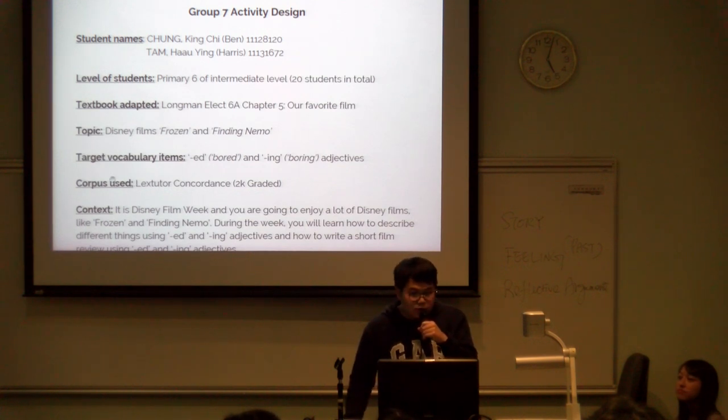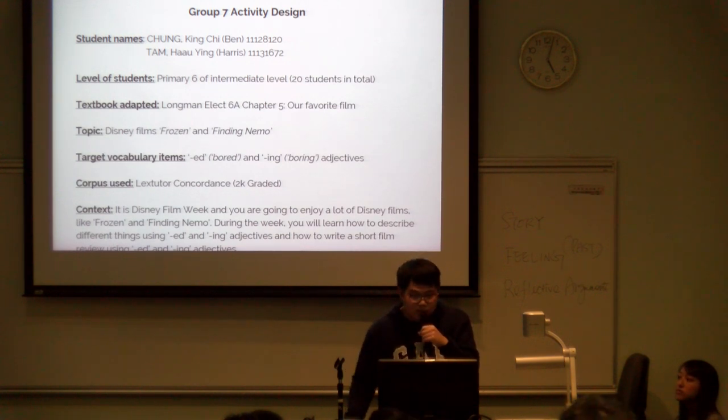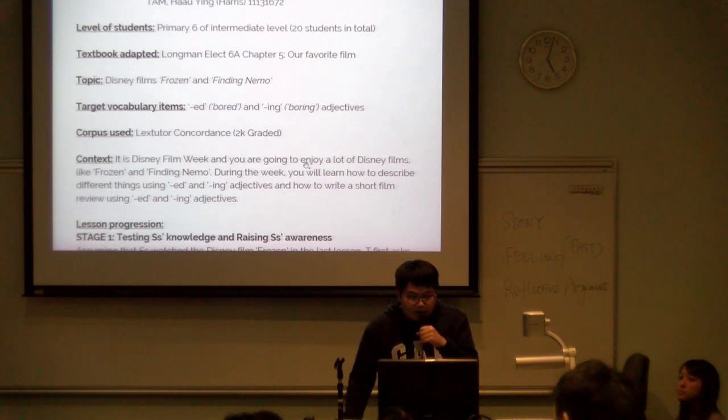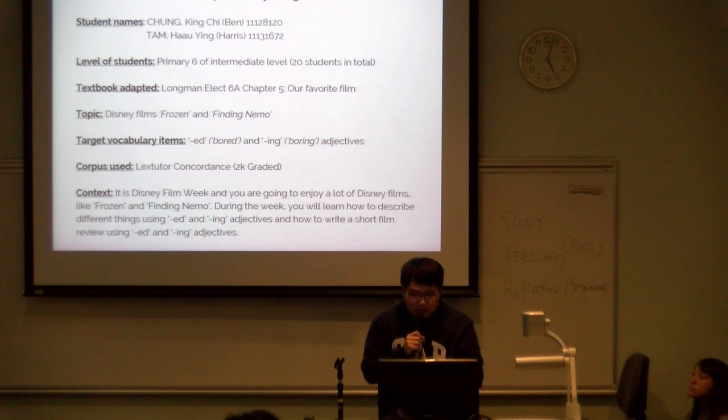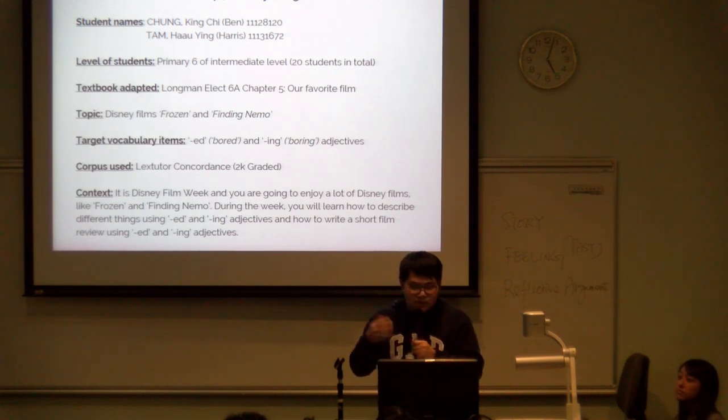And we plan to use student concordance, and the chosen corpus will be 2K graded, which is suitable for upper primary level. One special thing about our lesson is that there is a context. We would like to adopt a context throughout the whole lesson so that students can connect different parts of the lesson in a better way.